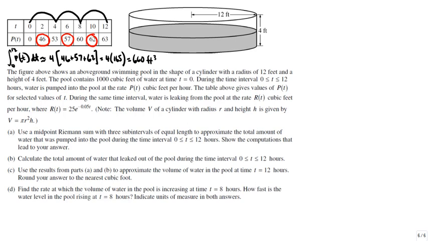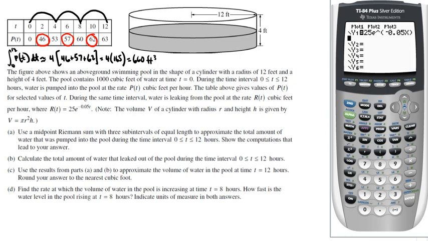Part B, calculate the total amount of water leaked out of the pool during the time interval from 0 to 12 hours. For this we'll need to use the graphing calculator. We put into y1, 25 e raised to the negative 0.05 x power. We don't have to worry about a window. I'll use fnInt. Second, quit, math, option 9, vars, y-vars, function y1, comma, x, comma, 0, 12, and we get 225.594.